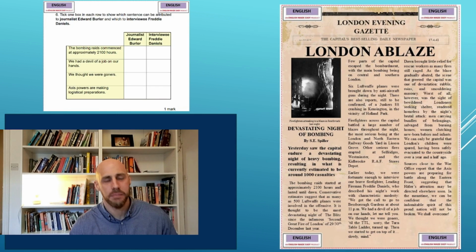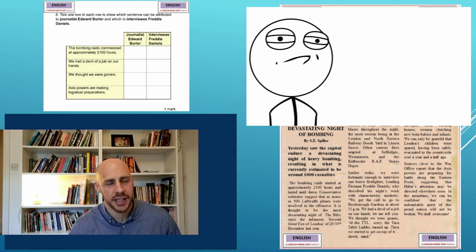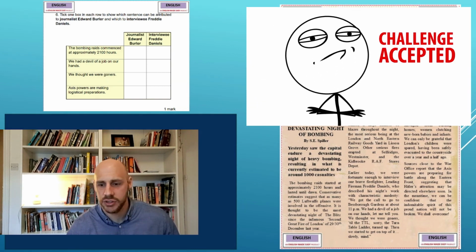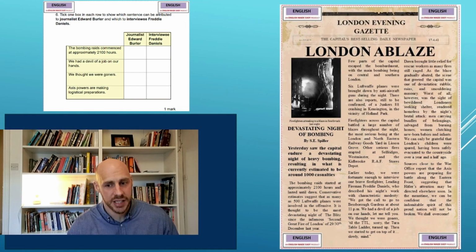The third, final, and most challenging tick box multiple choice question that we're going to talk about today is on screen now. It reads, tick 1 box in each row to show which sentence could be attributed to journalist Edward Burler and which to interviewee Freddie Daniels. And then there are 4 statements. Now, the newspaper report from which it is taken from Evacuee is also on screen. So what you have to do here is identify who made these statements. Was it the journalist or was it the interviewee?